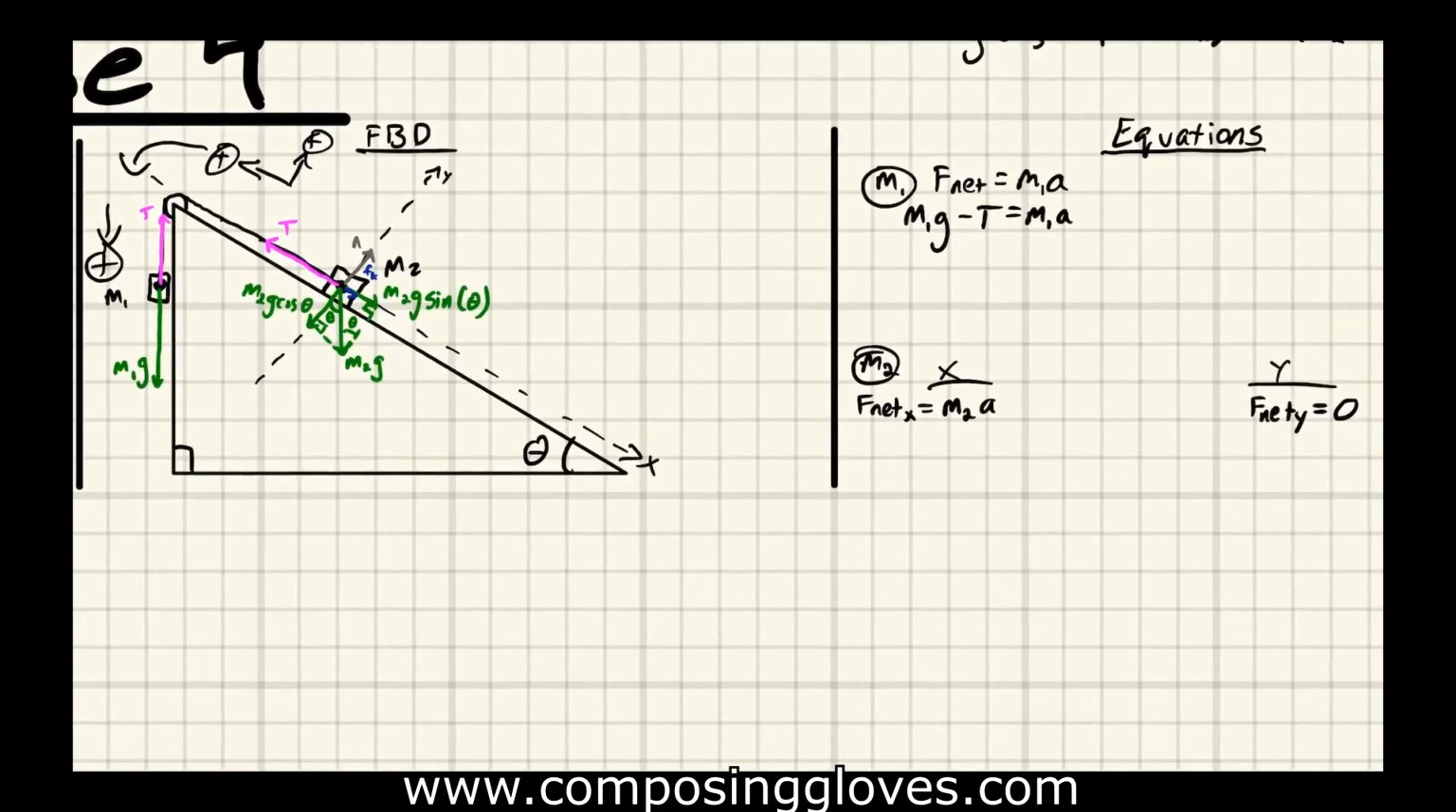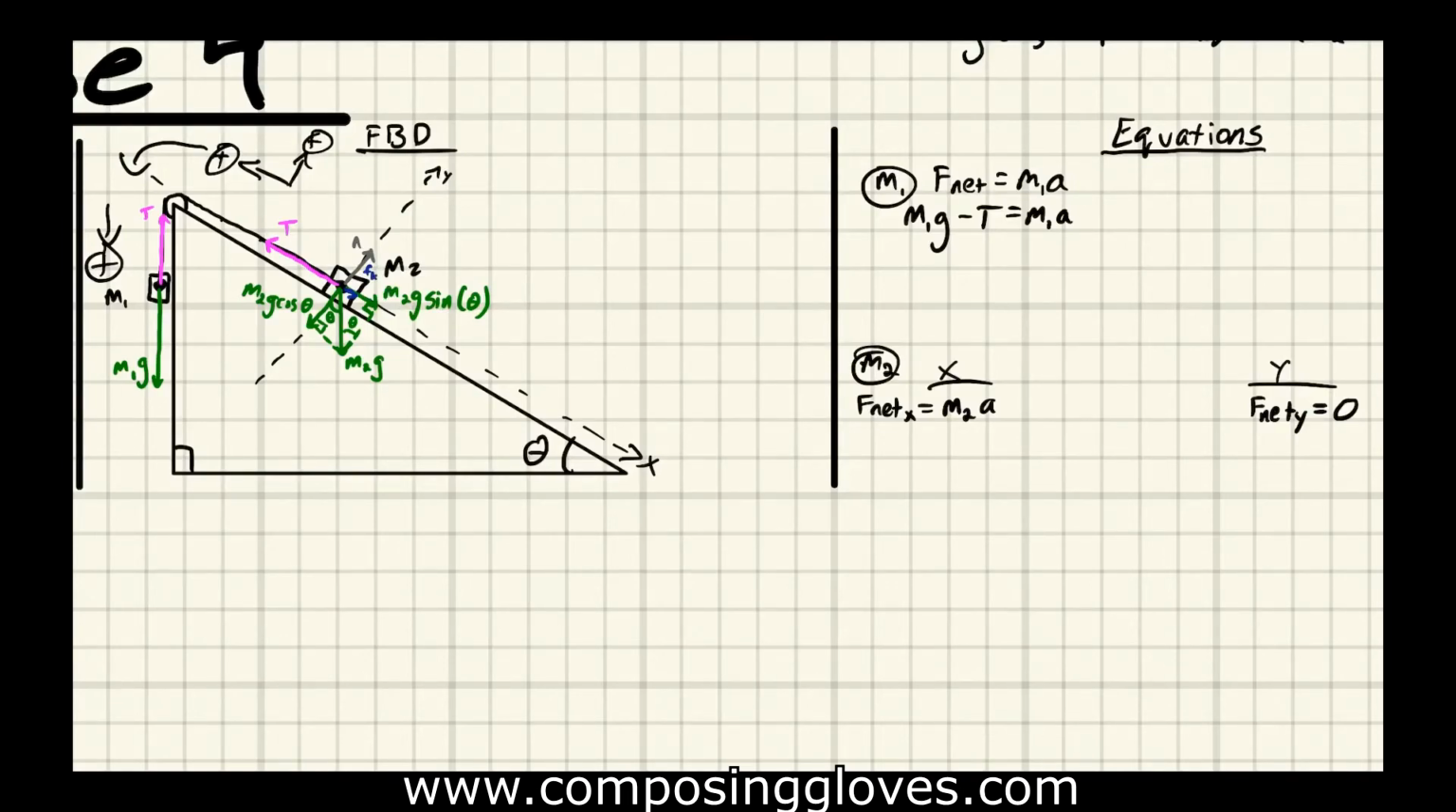The only difference now is we have trig functions in our math, but it's not that bad. I promise you, it's much easier than you think. So we have F net X. And so we notice here we have the force of friction, this force and that force, tension and the X component of our weight vector.